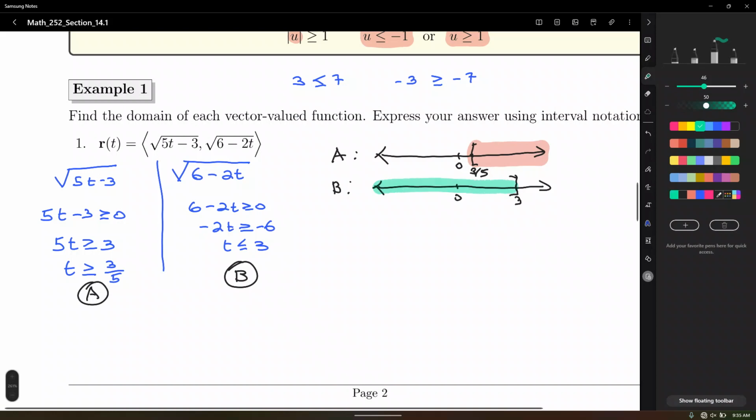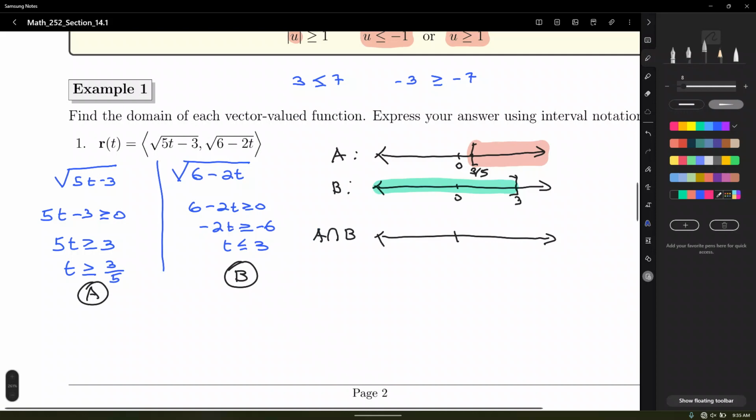All right, how are we going to find the domain of the vector valued function? We're going to find the intersection of these two sets. In other words, the overlap. So I'm going to draw a third line right here, a third number line to represent those overlaps. Let me label this properly: A intersection with B.